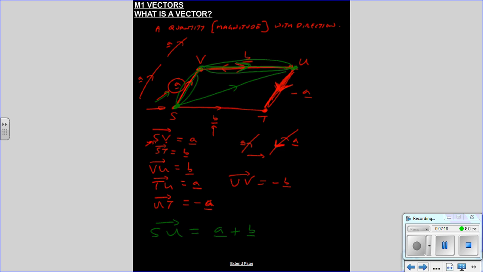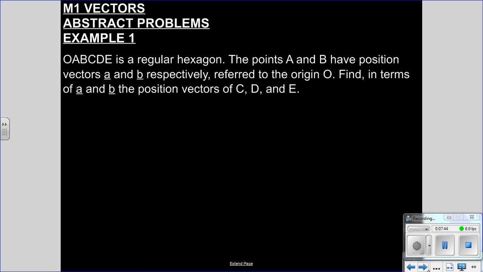Do you see? What if I wanted to go from T to V? Well, T to V, I could go T to U, which is A, and then I could go from U to V, which would be minus B, wouldn't it? So A minus B, as B is going in that direction. Do you see? Hopefully you're starting to get the idea of that now. Now, let's start applying this to abstract problems.